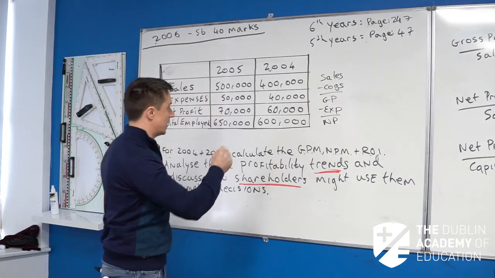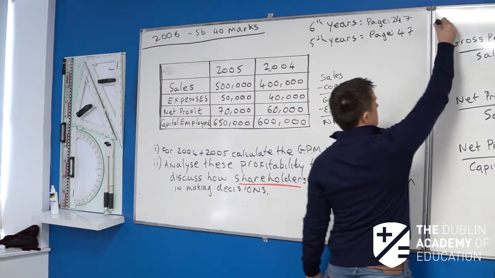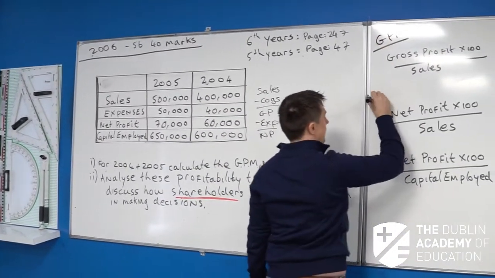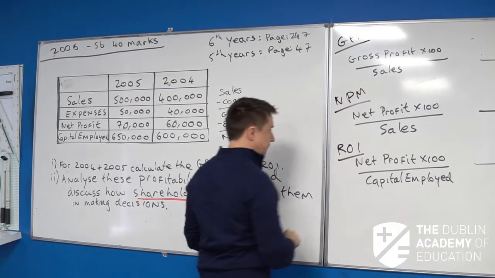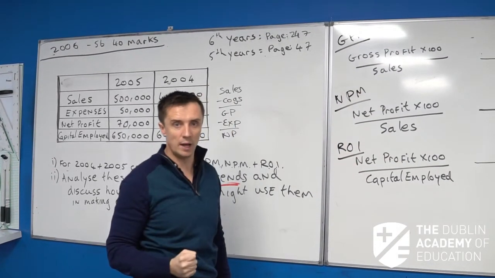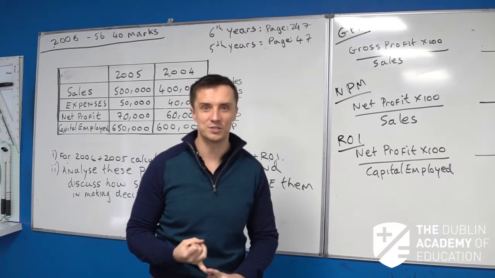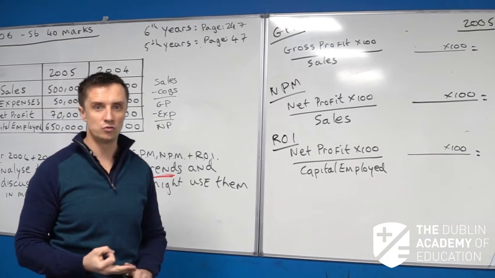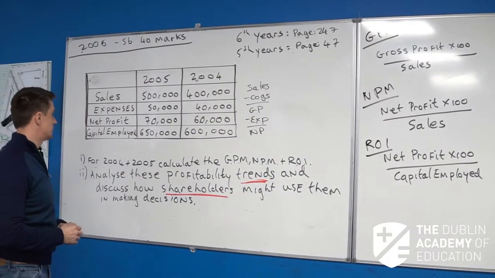Okay, so we'll look through it. The first thing they want me to calculate is the gross profit margin, then the net profit margin, then return on investment. All right, brilliant. Let's go and do the gross profit margin. Okay, so we know the formula for gross profit margin is gross profit multiplied by 100 divided by our sales.